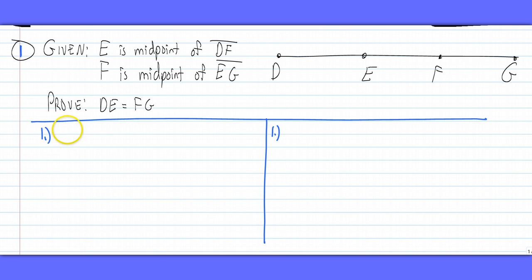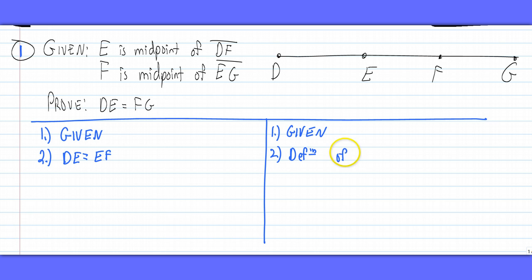First statement and first reason is going to be the given. In other words, we are claiming that E is the midpoint of DF and F is the midpoint of EG. Step number 2, we're going to use that given, and since it says that E is the midpoint of DF, we can then say that DE is equal to EF, and the reason for that is the definition of midpoint.